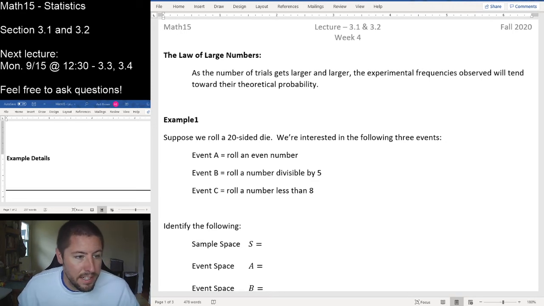So let's go ahead and get started. The first thing I want to do, before we get to any of our probability computations for the day, is talk briefly about the law of large numbers.